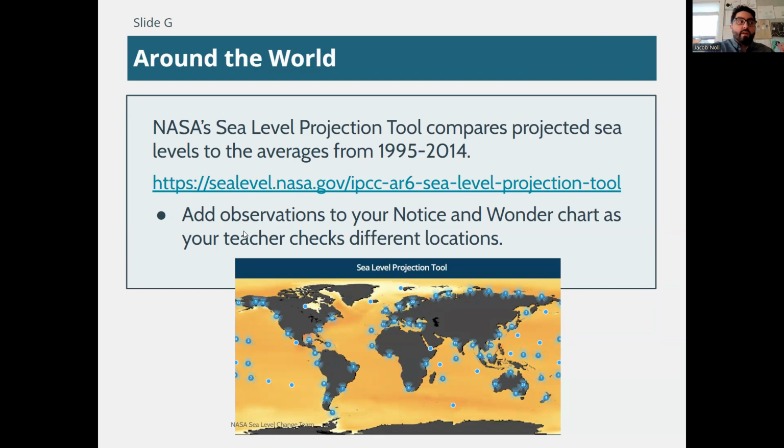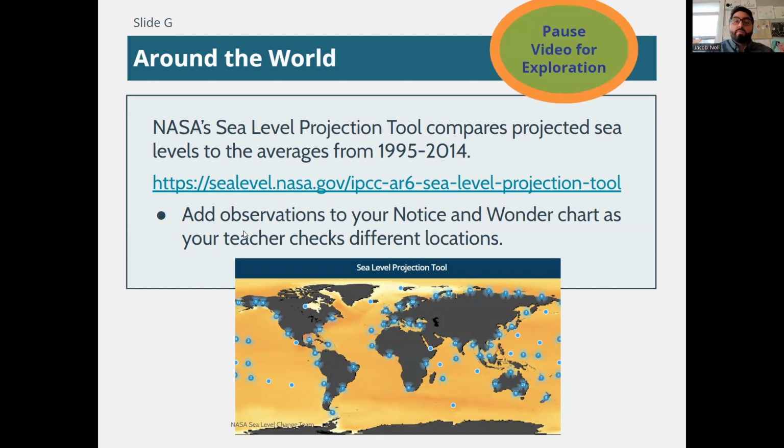So go ahead and take a moment to pause the video to explore NASA's sea level projection tool, and make sure you record any thoughts or noticings as you look at multiple places on the map.